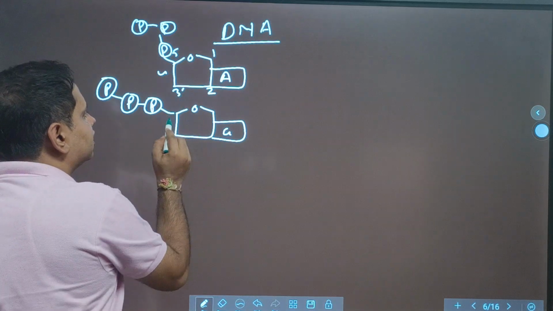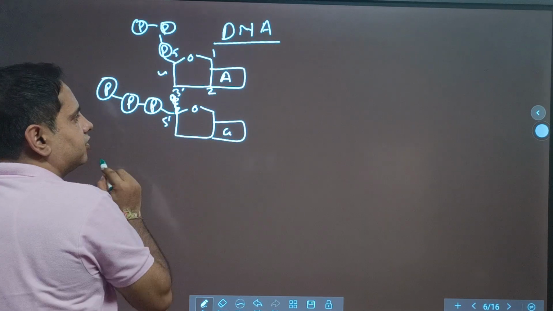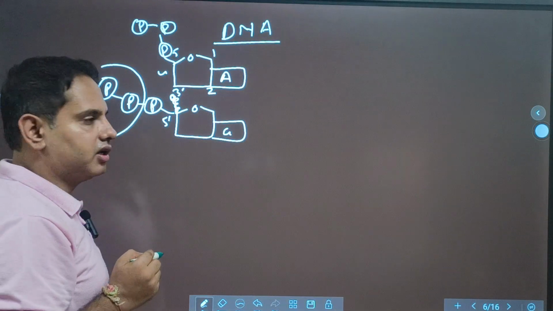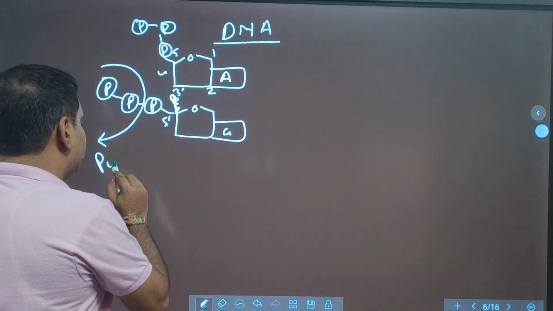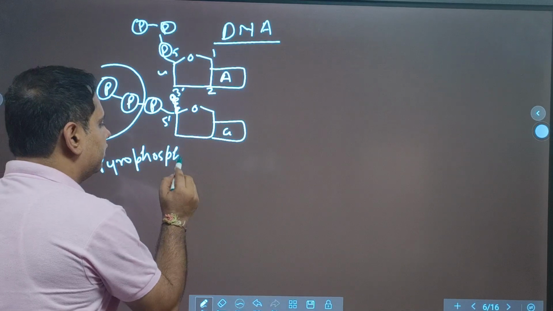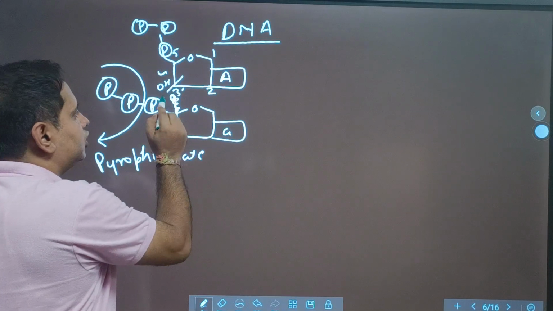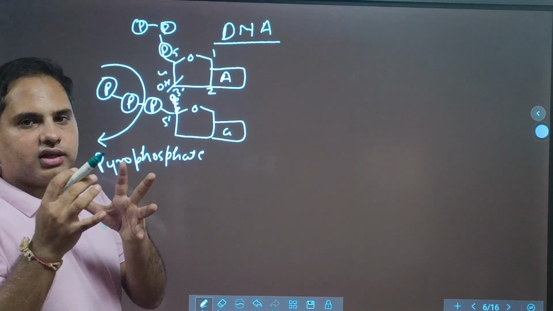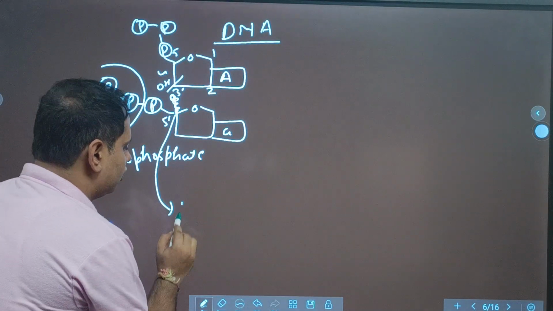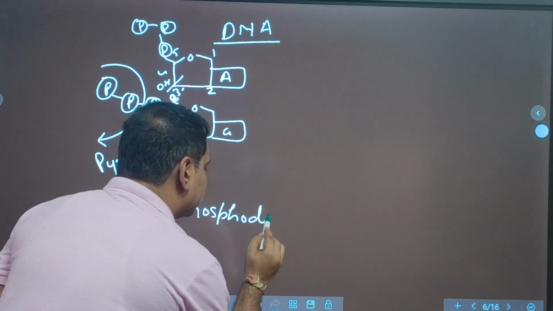So this third position will be attached with the fifth position. Here is the linkage. Here the linkage will happen, and for this linkage energy is required. So this bond will be broken, and these two phosphate molecules will be removed. That will be called pyrophosphate. And here a hydroxyl group is there. So this OH and phosphate will be linked together, and that linkage we call phosphodiester linkage, diester linkage.